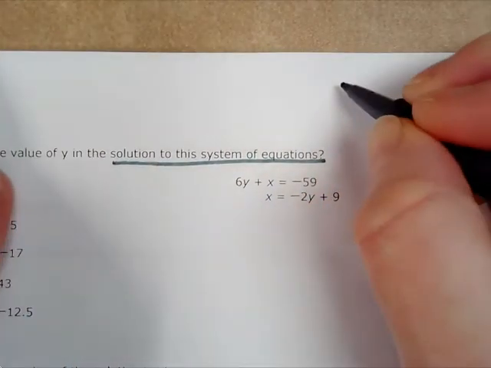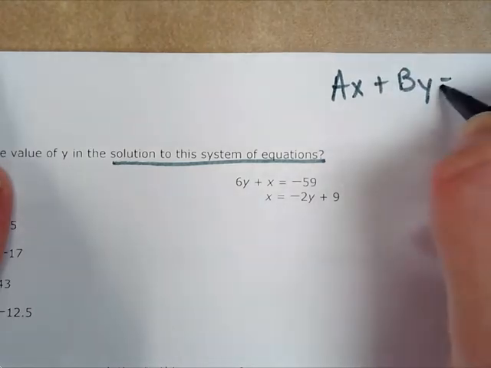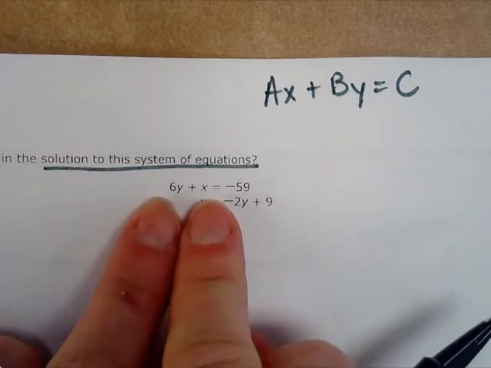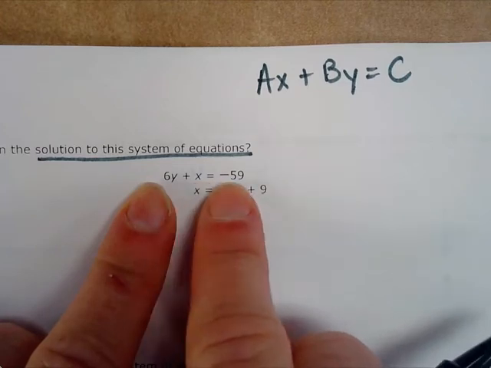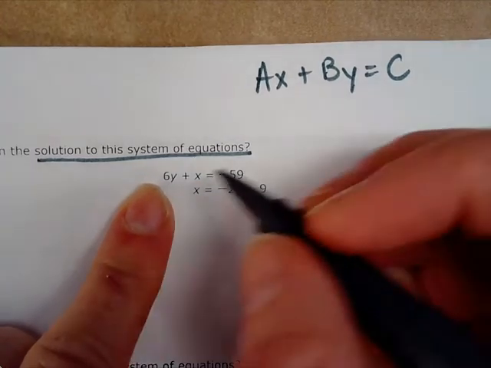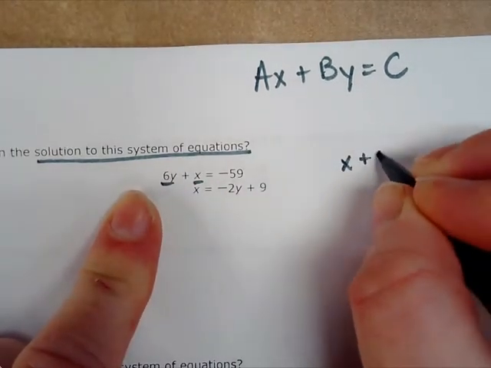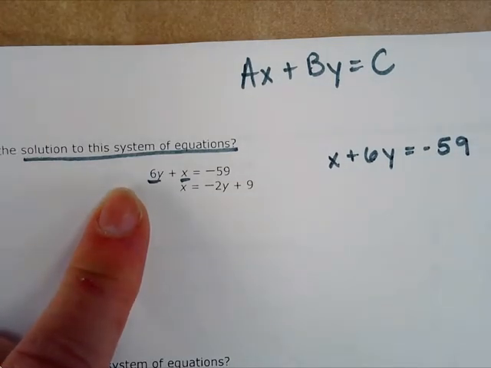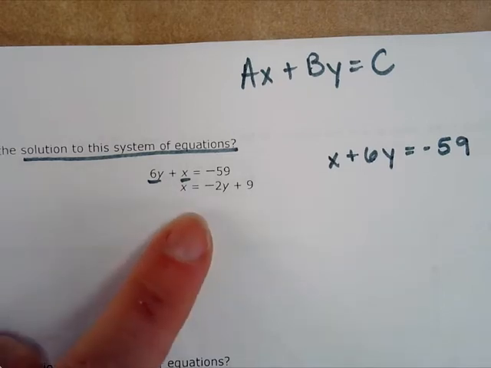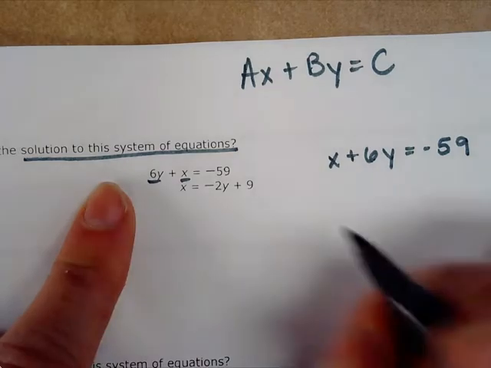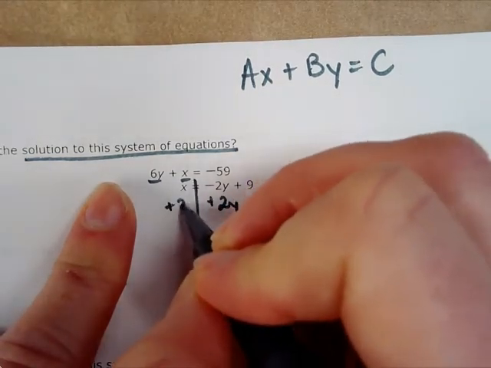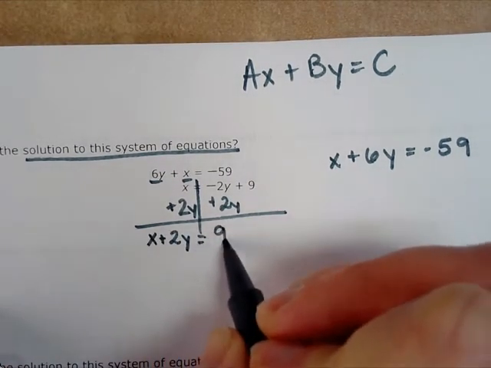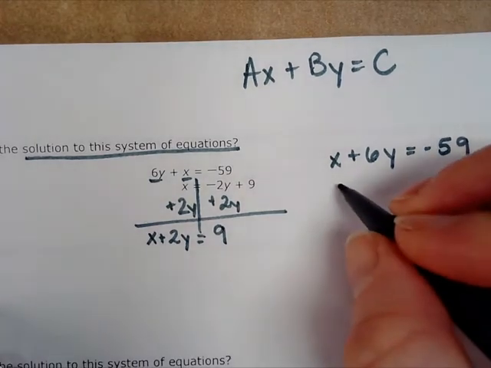The way that you set up the matrix is you want ax plus by equals c. So you just have to rearrange each of the equations to do that. So our first one, it's y plus x equals c. So all I'd have to do on this one is just switch those. X plus 6y equals negative 59. That one's easy to switch around. So we keep that there. The next one, we need the y on the other side. So we just have to add 2y. So now I get x plus 2y equals 9. So it's in the correct form.